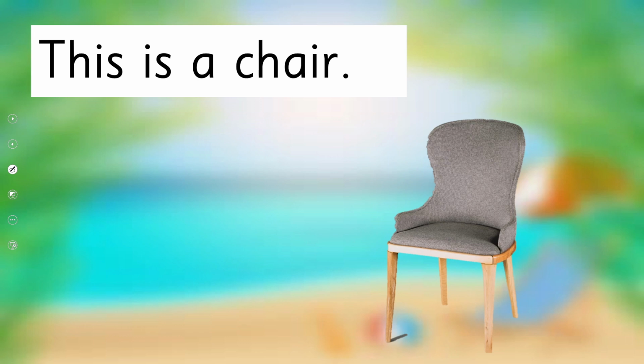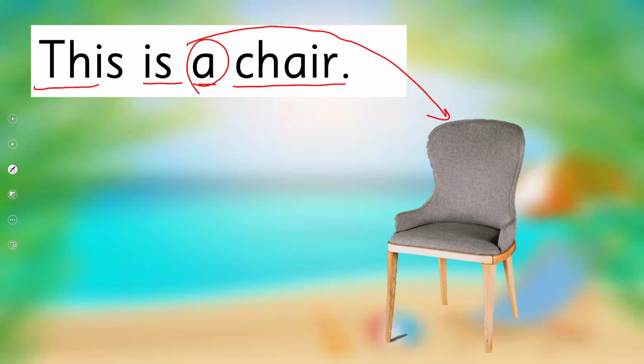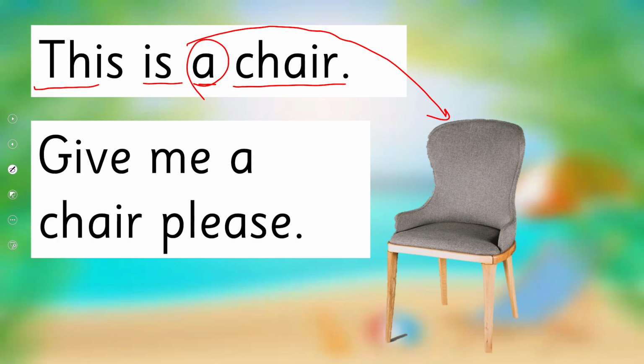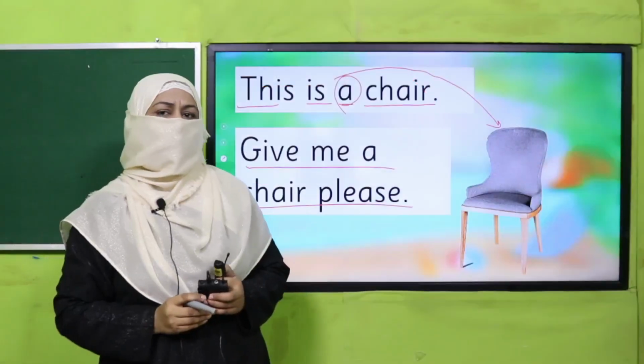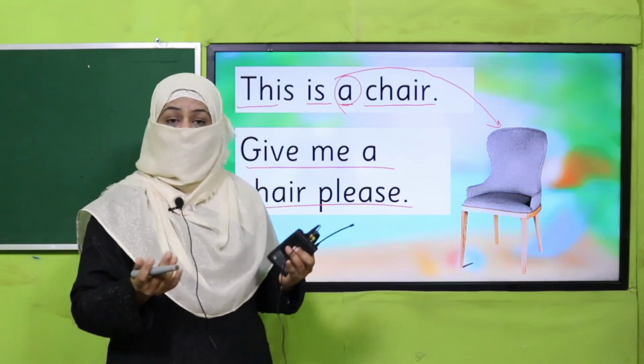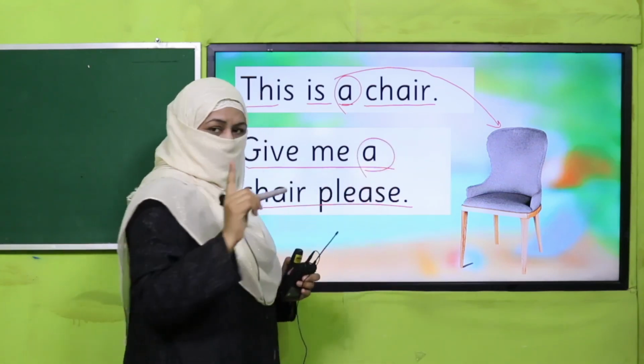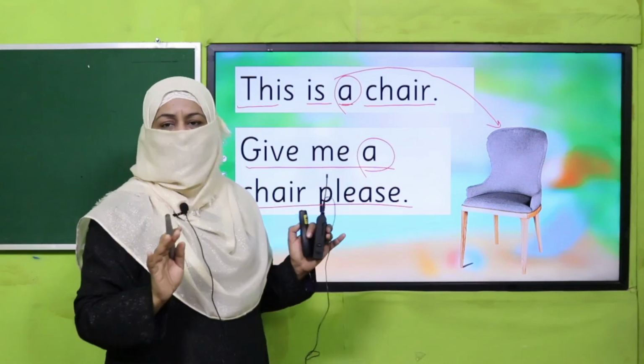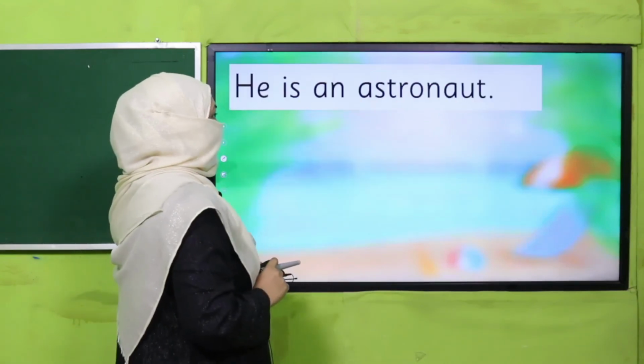How do we use it in a sentence? This is a chair, right? This is a chair. Now it's general. Give me a chair, please. If I ask you, give me a chair, please, what will you do? You will take a chair and bring it to me. It means any chair, a chair, one chair, which can be any. There is no specification, right?